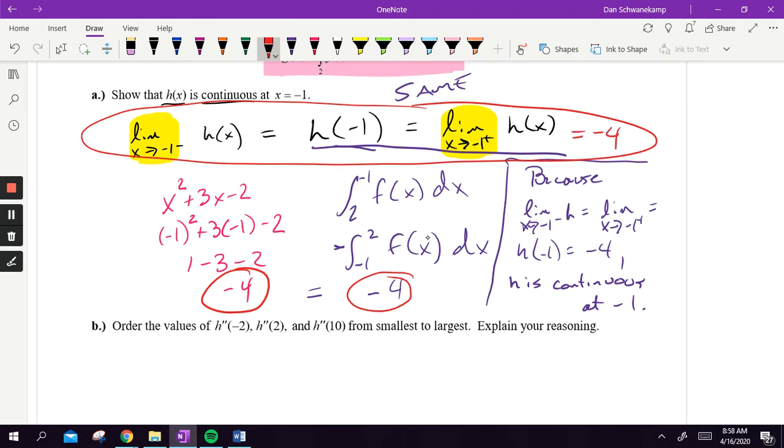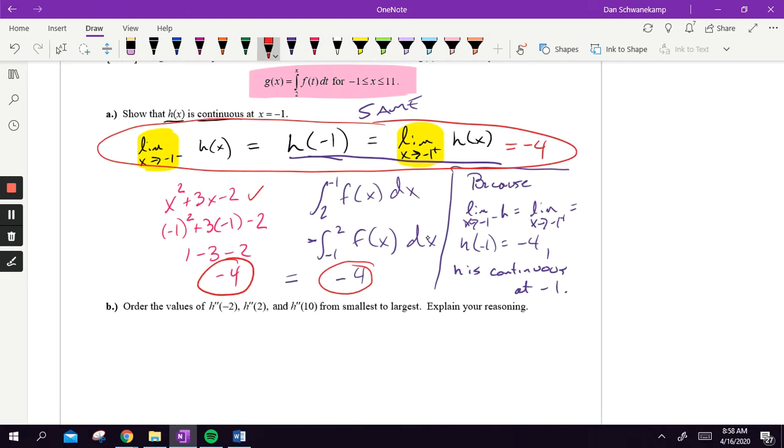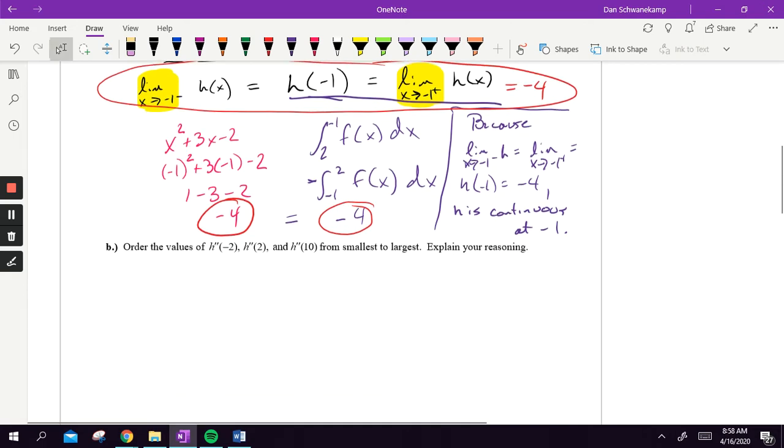Probably we could have just written that top line at the end and then said, because this is true, we're continuous as well. But we needed to show our work definitely for this and this. All right. So there's 3 points on part A. Let's look at part B.